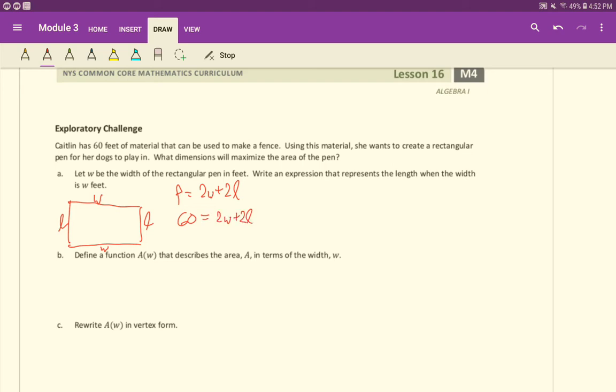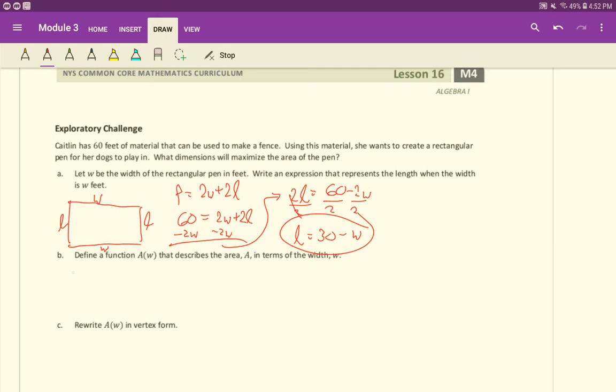Then she wants to create a rectangular pen for her dogs to play in. What dimensions will maximize the area of the pen? So write an expression that represents the length when the width is W feet. We're going to solve this for L. So we'll subtract 2W on both sides, and we'll have 2L equals 60 minus 2W, and then we'll just divide everything by 2. And we get 30 minus W. And there's our length expression in terms of W.